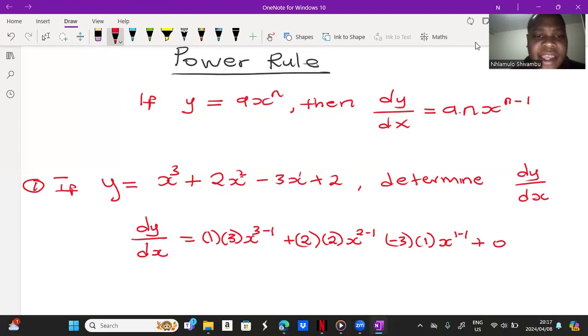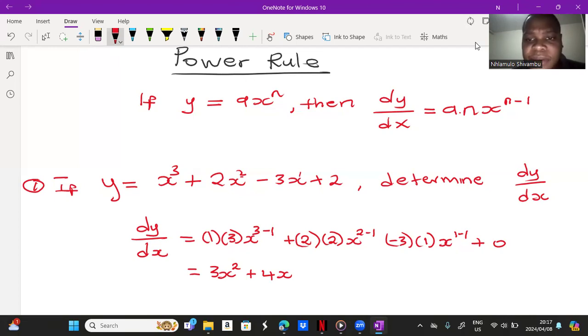But this is not the simplified version of the answer, so you must make sure that you simplify it. 1 times 3 gives us 3, and then x to the exponent 2. So that's going to give us 3x squared. And this is going to be 2 times 2, which is 4x, and then to the power 2 minus 1. So this is going to be x to the power 1. Mathematically, we're not allowed to write x to the power 1, so we're going to leave it as x like that.